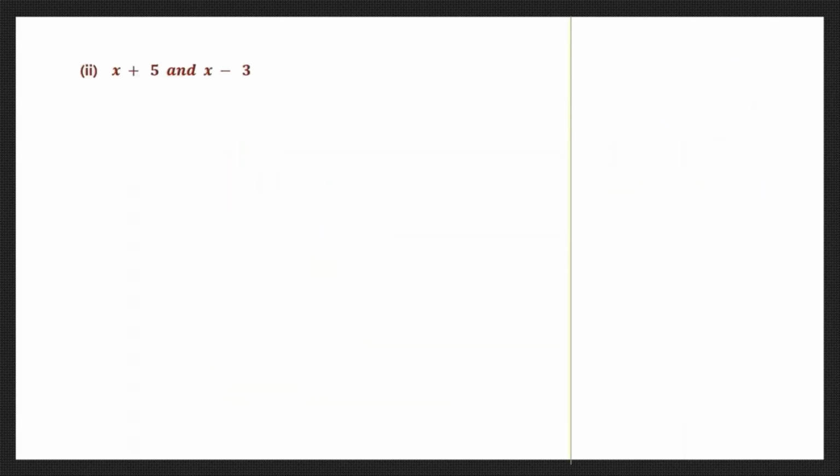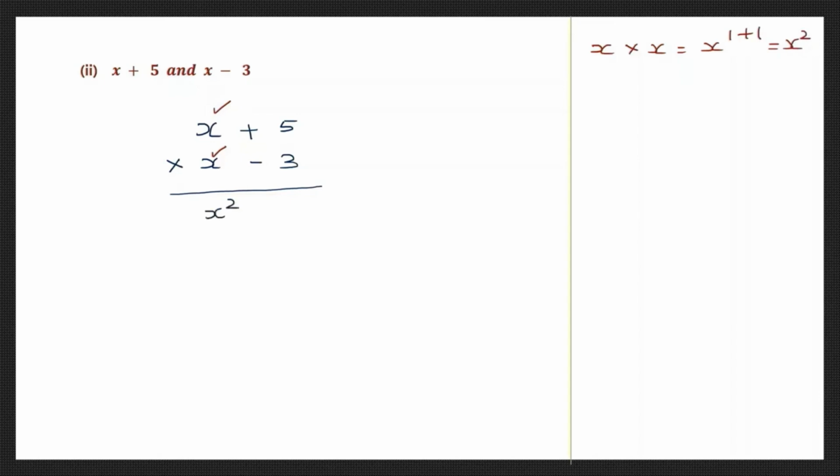Question 2. Again we have two binomials, so let's write them down one below the other. We have x plus 5 into x minus 3. So let's start by multiplying this x and this x. So x into x will be x to the power of 1 plus 1, which is x to the power of 2, or x squared. Let's write it down here. So we finish multiplying x with this x.